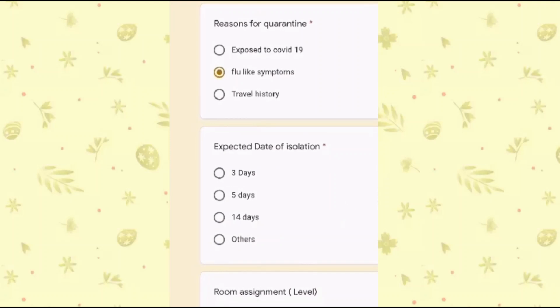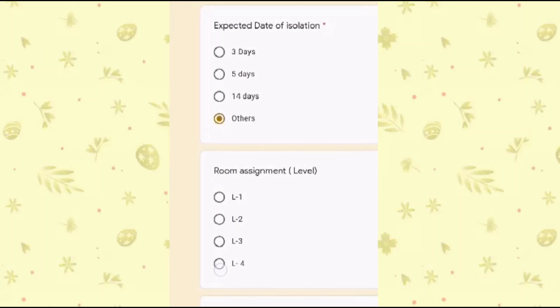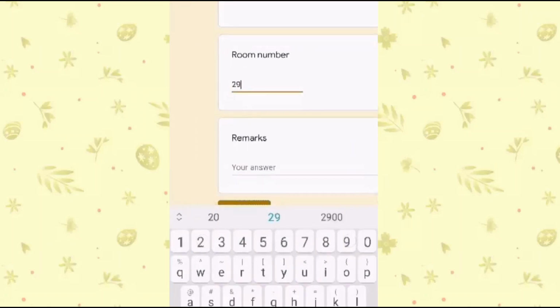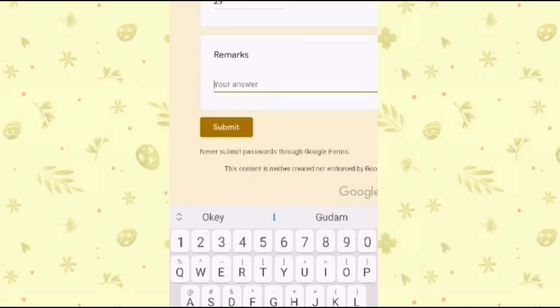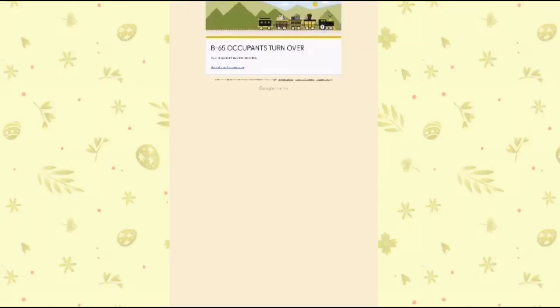Expected date of isolation. They told me it's 3 days, but they said it's just 1 day. Then room assignment, I'm from level 4. Room number, you see, that's 29. And remarks, I will just put low risk with symptoms. Then just submit. Okay, so we're done with the forms.